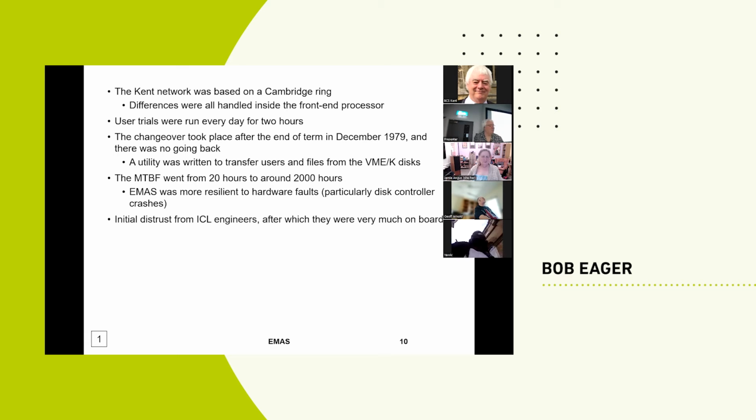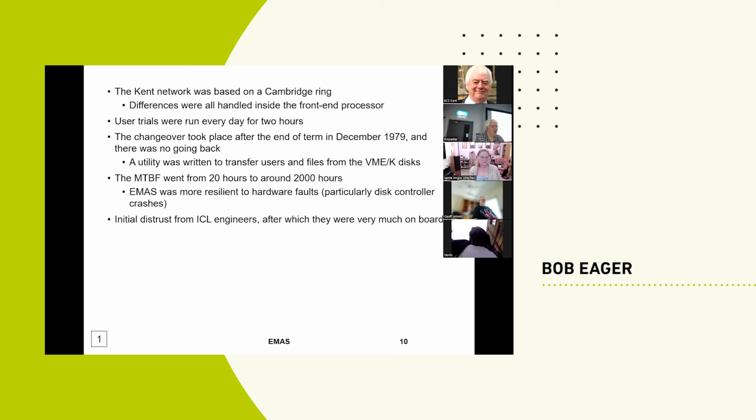Our Kent network wasn't based on anything to do with the Edinburgh one. It was a Cambridge ring. And all we had to do was change one module inside the front end, the PDP-11, and it worked. And every day between 4 and 6, we would run trials, and it worked really well. The changeover took place after the end of our term in December 79, and it was a once and for all change. And one of my colleagues wrote a utility to transfer all the files by reading the VME/K disks and writing stuff to EMAS. And it worked just like that.